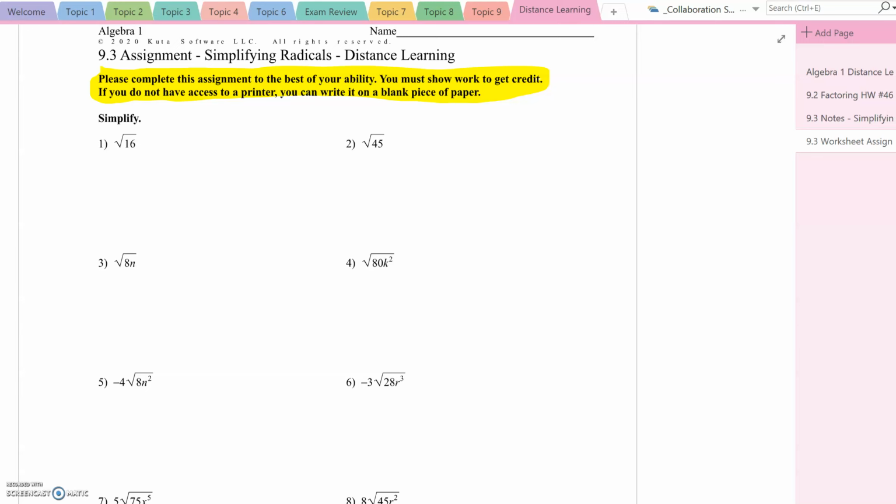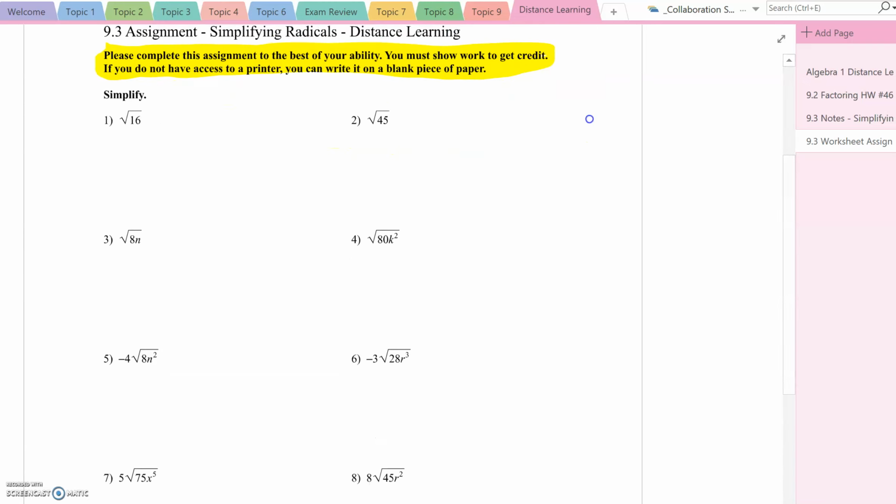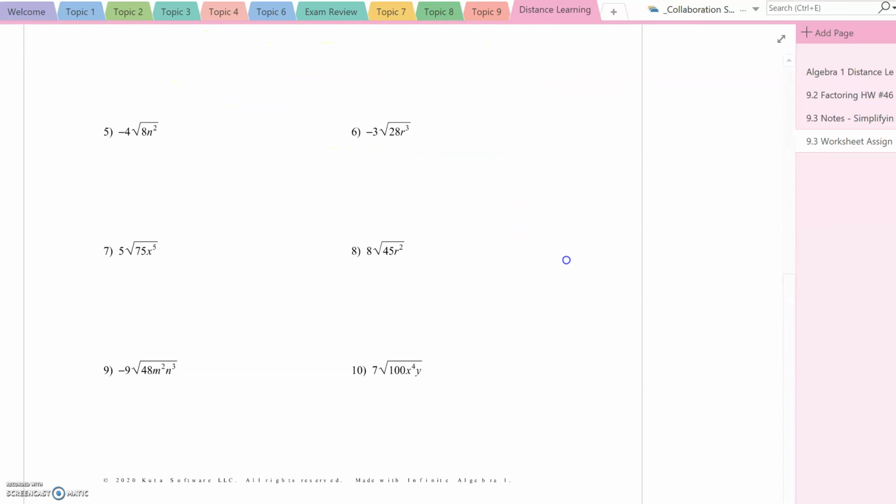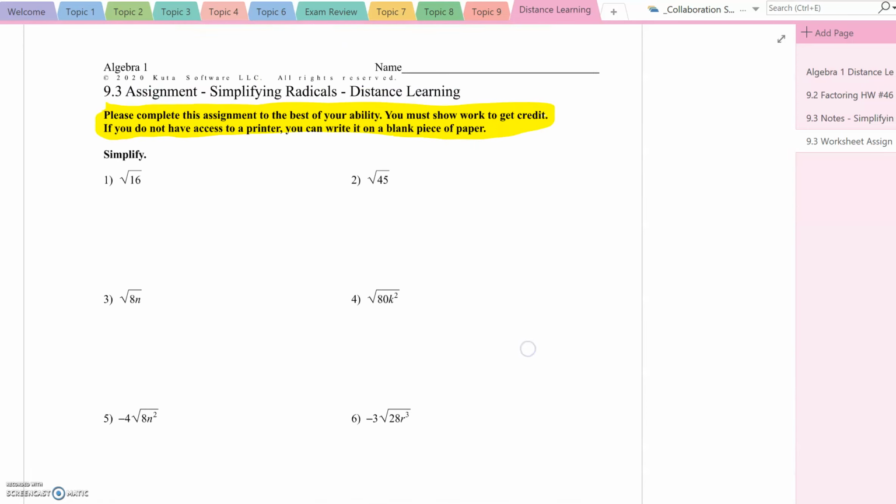Don't feel like you have to print this out if you don't have access to a printer, or if you don't want to waste the ink, or if someone else needs a computer, whatever it may be. You are welcome to just write all these problems down on a piece of paper. Just take a picture of that piece of paper and submit it for me. This assignment is 4 points. And again, if you do not show work, it will not be for credit. So do the best you can on this assignment.